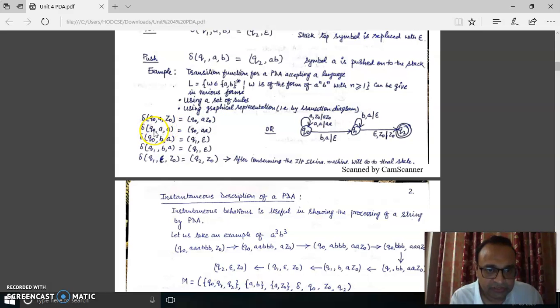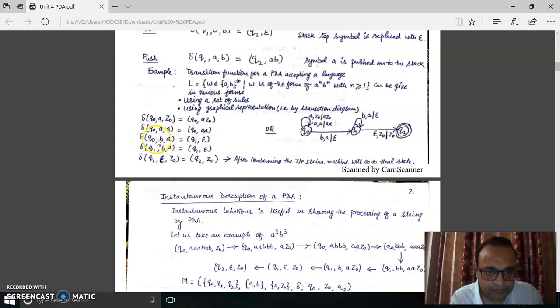Now again, if the machine is in state q0, it means there can be more A's also. The machine is in state q0, the input symbol is A and the stack top symbol is A also. At that time the machine remains in the same state and we keep on pushing A onto the stack. Here this A is pushed onto the stack, and now the stack has two symbols: A, and below it again an A.